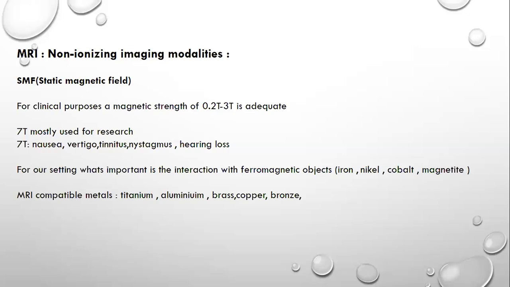So we have to ensure that when the patient presents to the MRI department, the radiographer has to ask very targeted questions. Like, have you had any surgery? Was any implant put? Get the nature of what was implanted. Is it ferromagnetic, which, for example, are iron, nickel, cobalt, magnetite, just to name a few. The MRI compatible metals are titanium, aluminum, brass, copper, bronze. Most implants nowadays we find are titanium, therefore they are MRI compatible.